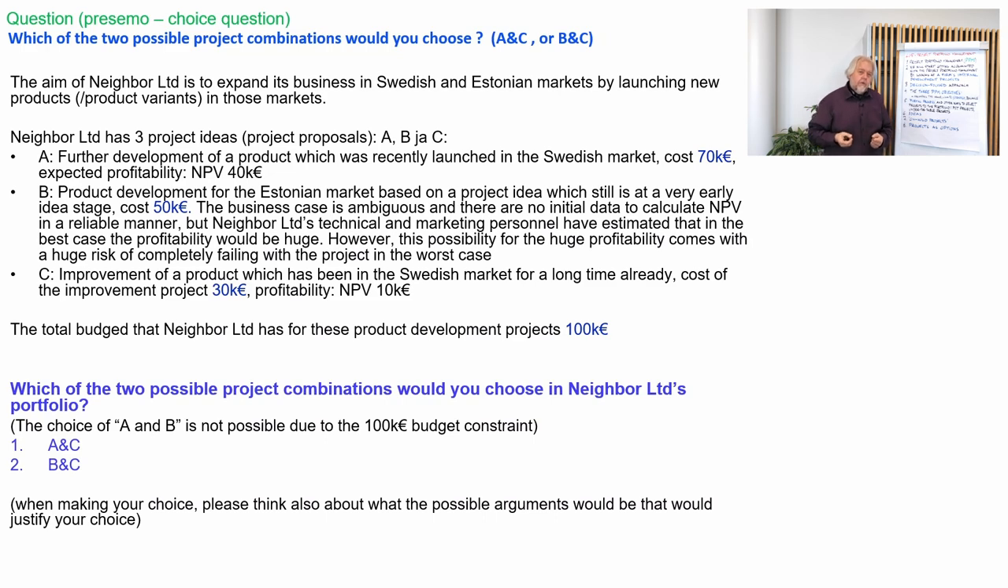Well, to illustrate how complicated a portfolio decision might be, I have here an example, a multiple choice question for you. The case is the following. We have Neighbor Ltd, a limited liability company, which aims to expand its business from Finland to neighboring countries, Sweden and Estonia. We do this by launching new products or product variants to those markets, so we do product development projects or product improvements as projects. And we have three project ideas, A, B, and C.